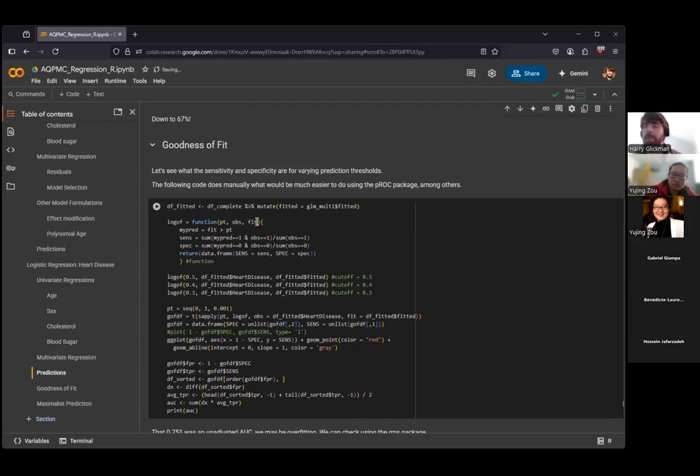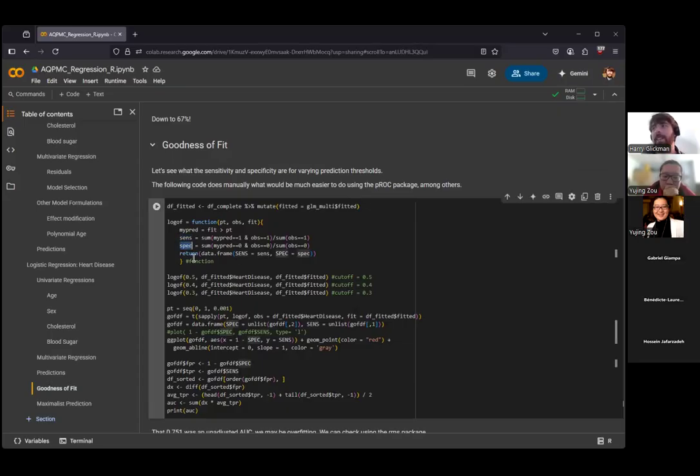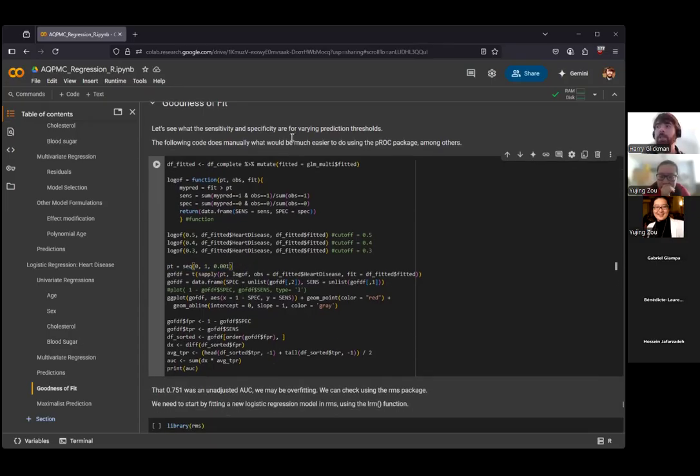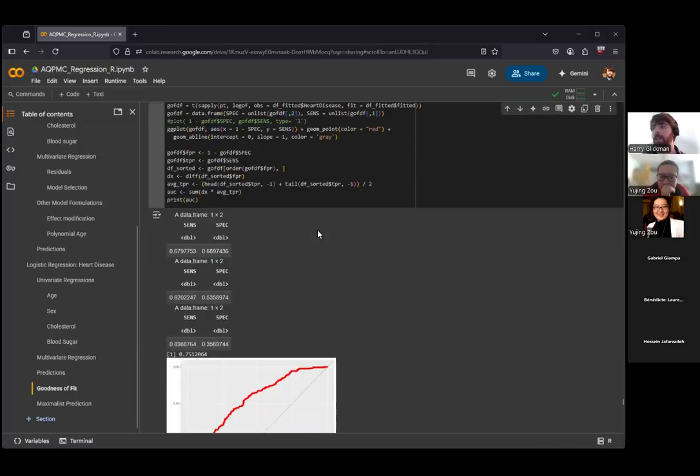So this is a whole bunch of code which is doing manually what can be done very easily using the pROC package by just calling AUC. But this code is doing that. I'm estimating the sensitivity and specificity at a certain threshold, and then I'm iterating through all thresholds between 0 and 1, and estimating the sensitivity and specificity. And this is what I explained yesterday. So this is just doing it manually. So don't worry about what's actually going on in the code.